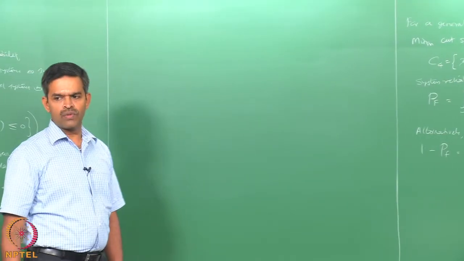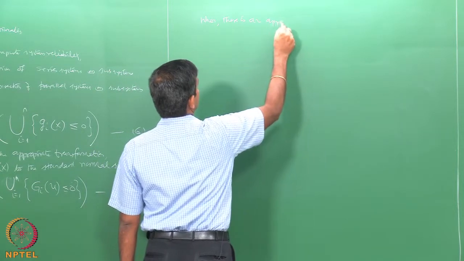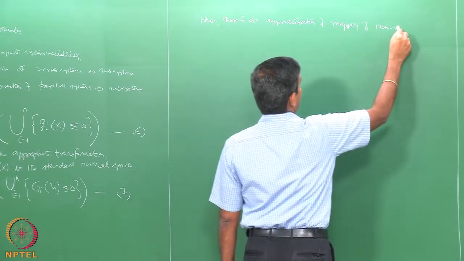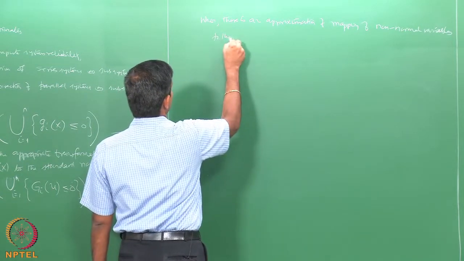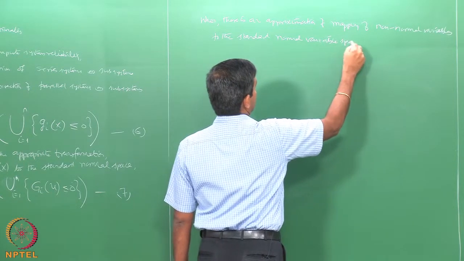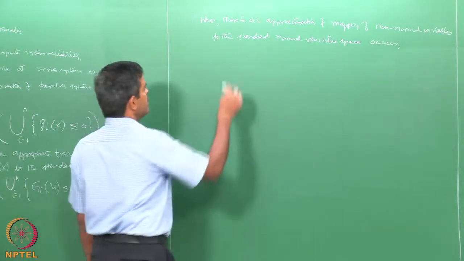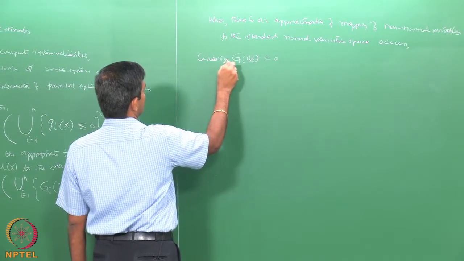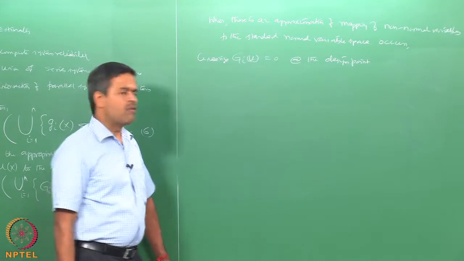When an approximation due to the mapping of non-normal variables to the standard normal variable space occurs, then one has to linearize G of u equals 0 at the design point for the ith limit state function.